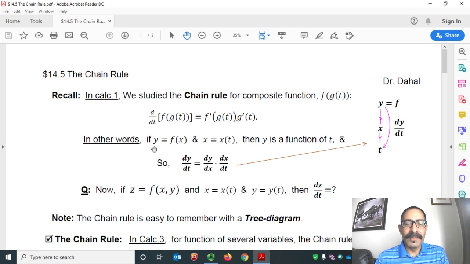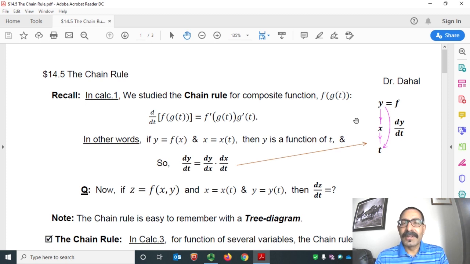In alternative form, if y is a function of x and x is a function of t, then y becomes a function of t, and we can find the derivative of y with respect to t, which is dy over dt equals dy over dx times dx over dt. Here on the right-hand side, we can cancel the dx, then we have dy over dt, which is on my left side.